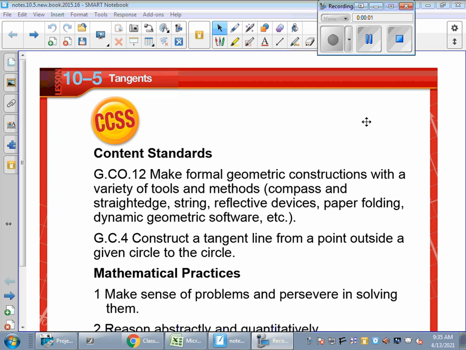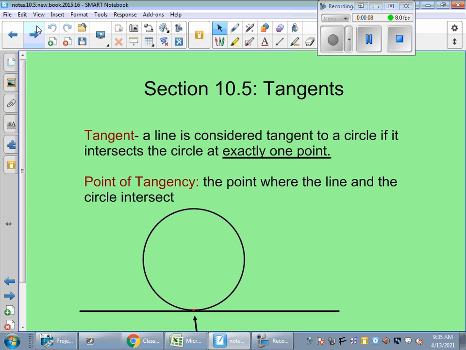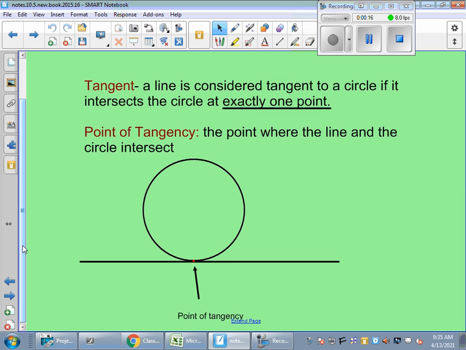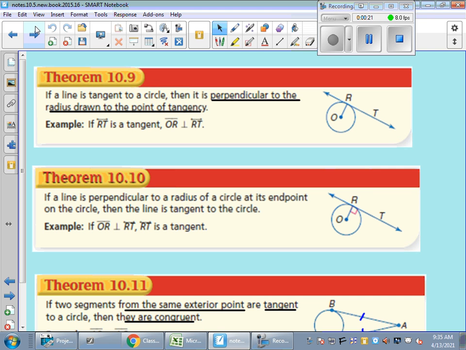All right, folks, today we're moving on to tangents, still continuing to work with circles. So the definition here of what a tangent line is: a line is considered tangent if it intersects a circle at exactly one point, and that point is called the point of tangency. Hopefully you can see that in the picture there, the little red dot.